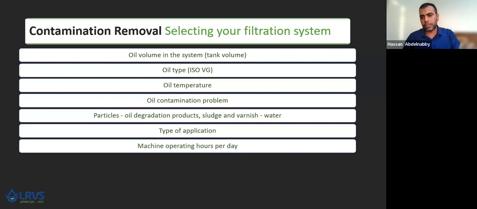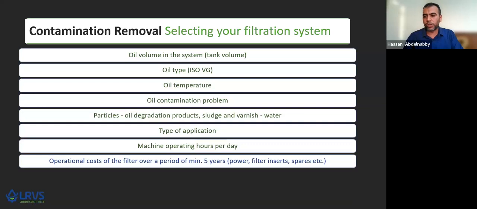And the type of application, and the machine operation hours per day. After you gather this information and you get offers from different vendors, you need to check the operation cost of this filtration unit for a minimum of 5 years in order to compare true apple to apple, because some vendors give you a lower cost for the asset itself, but the filtration is much more expensive. At the end of the day, you're going to spend more, but they distribute it like installments.